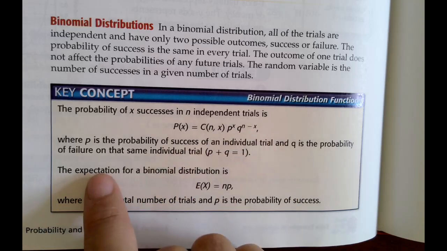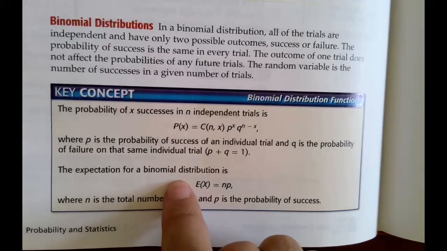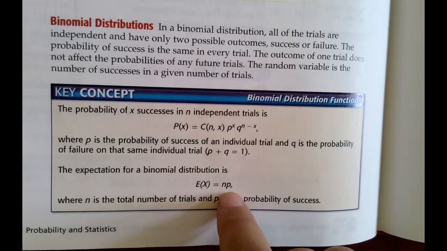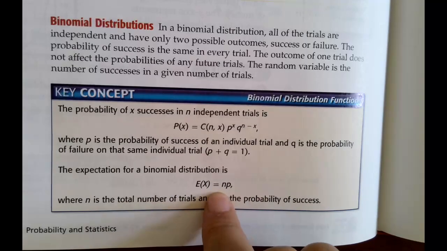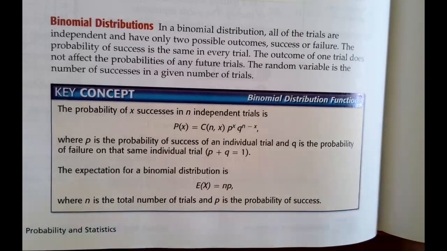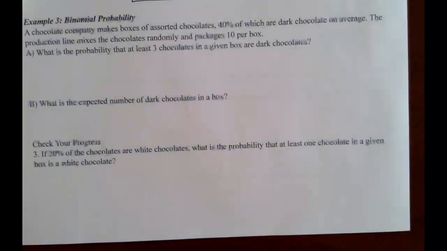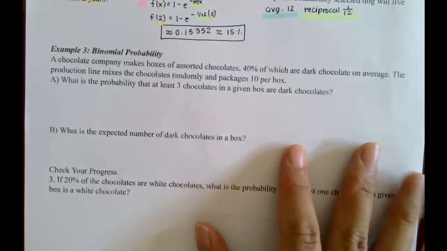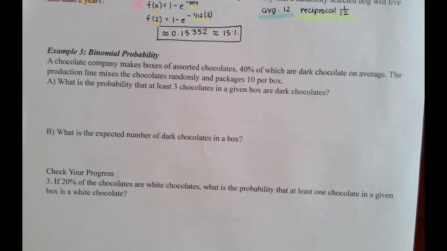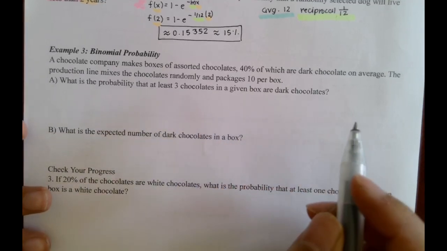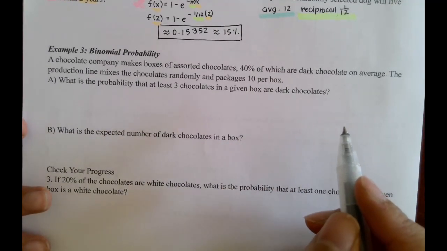The expectation for a binomial distribution is E of x equals np, so the number of trials times the probability of success. So with all that in mind, looking at number 3 again, we want the probability that at least 3 chocolates in a given box are dark chocolate.